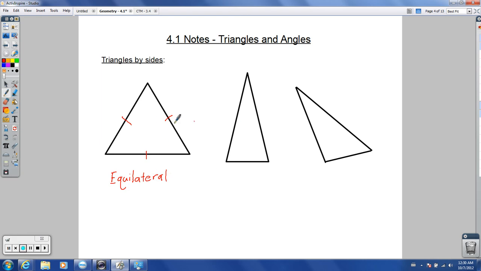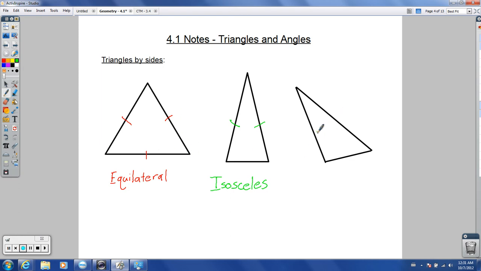This one, I'll use a different color just so you know that I'm not saying this over here is congruent to this one. I'm talking about this as a separate triangle, kind of standing alone here. So this one you have two sides that are the same, and this is called an isosceles triangle. We'll learn more about this later, but an isosceles triangle has at least two sides being the same, and an equilateral triangle has all three sides being the same.